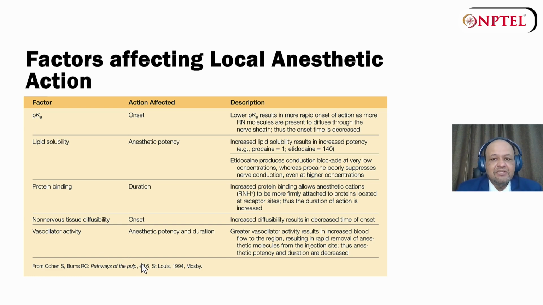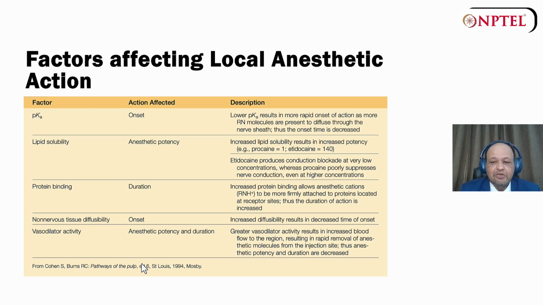So the factors affecting the local anesthetic action, or how the local anesthesia would act in presence of different situations. If there is a lower dissociation constant, then there is more rapid onset of action of the RN molecules which are present, which are able to diffuse through the nerve sheath. Thus, the onset time is decreased. However, if it is more acidic, then obviously it leads to an issue of the dissociation of the local anesthesia.